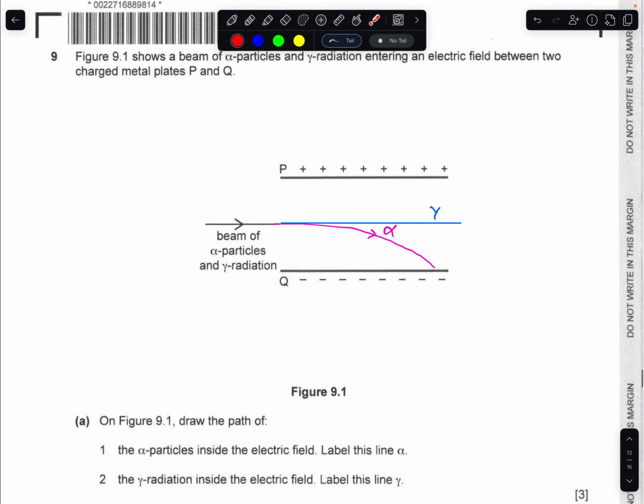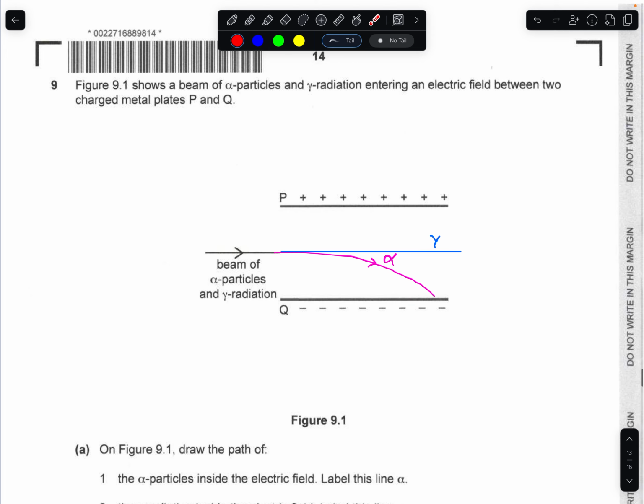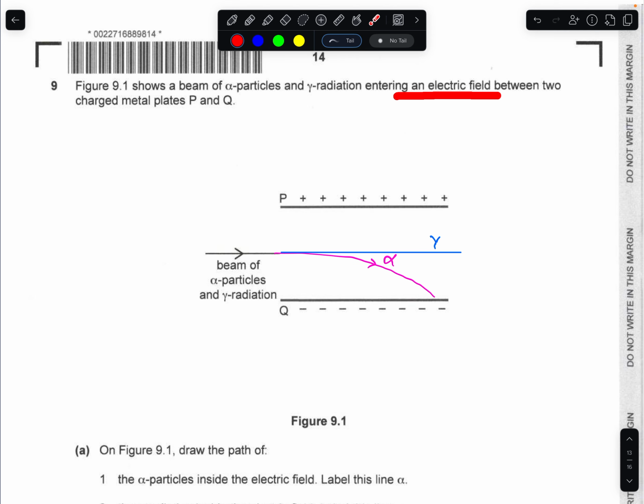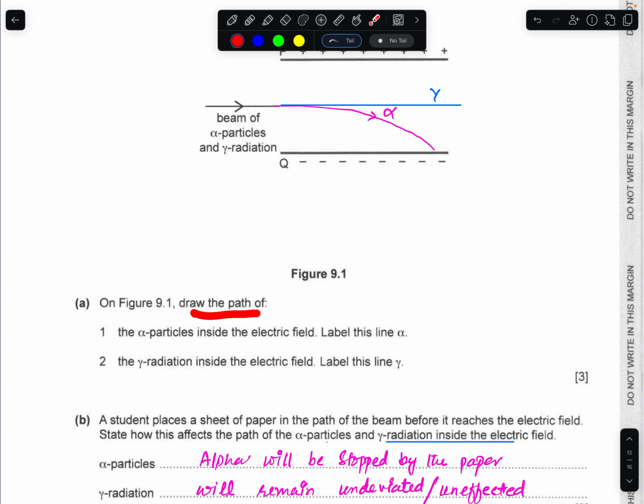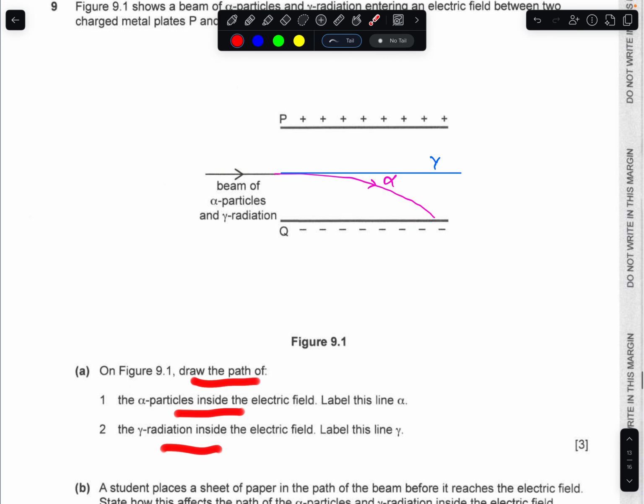Next question is about alpha, beta, and gamma, nuclear physics. Alpha, beta and gamma entering an electric field between two charged metal plates P and Q, where P is positive and Q is negative. Now draw the path of alpha and gamma. So alpha is deflecting towards the negative plate because alpha is positively charged, and gamma has no charge, so it will pass straight without showing any deflection.